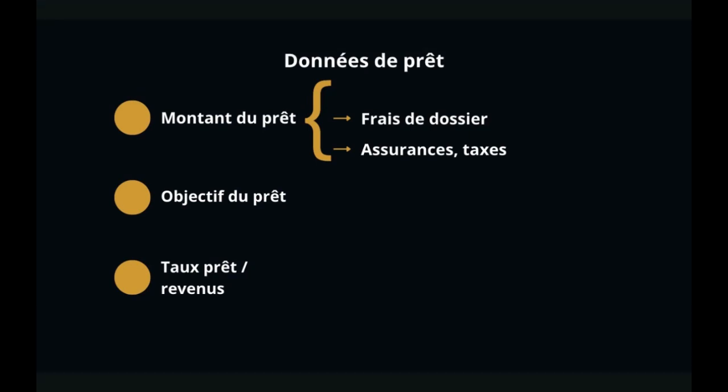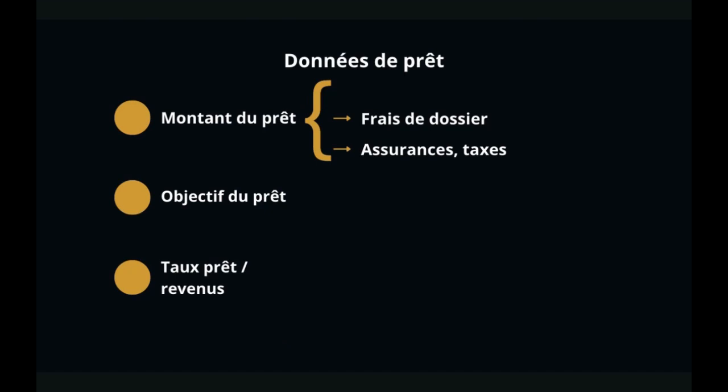The loan to income ratio is the portion that the repayment represents compared to the income. For example, if someone earns 2,000 euros per month and applies for a loan with monthly payments of 1,500 euros, the ratio is too high and the loan will probably be refused.